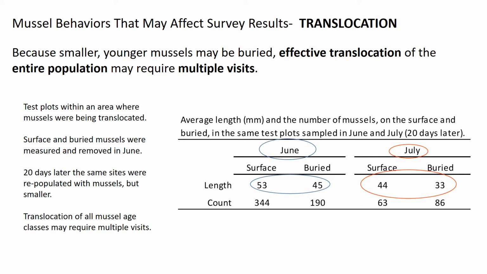So the translocation of all mussel age classes probably is going to require multiple visits. If you're going to do an effective job at translocation and you want to move the entire population, which means different age classes, which you probably want to do, you probably are going to need to go back to that site more than once.